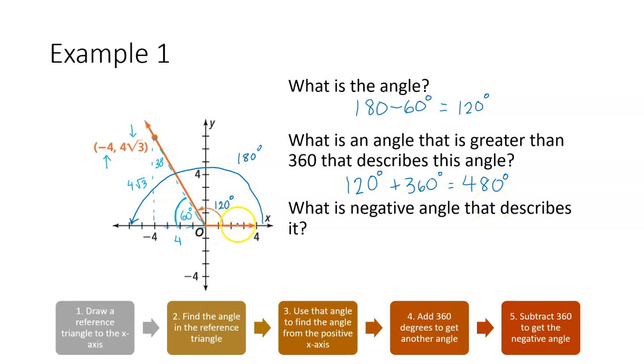And then the other thing I could do is go backwards around the unit circle. I could go negative and still land in the same place, and so still describe the same angle. And if I go negative, I could do 120 minus 360 to get my angle measurement. So that would be negative 240. So there are lots of ways I can describe that angle. I can describe it by spinning around in a circle a bunch of times, or I could describe it negatively as well.